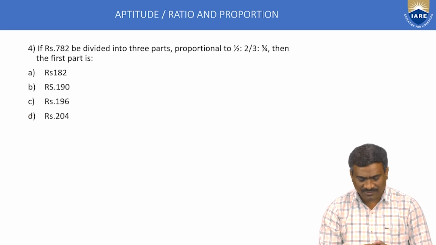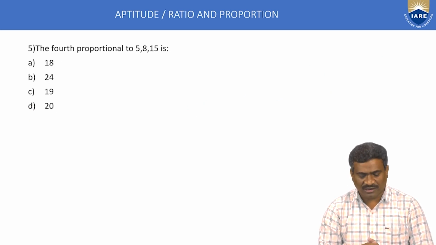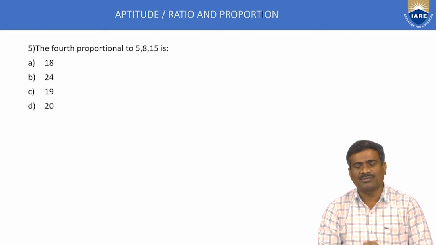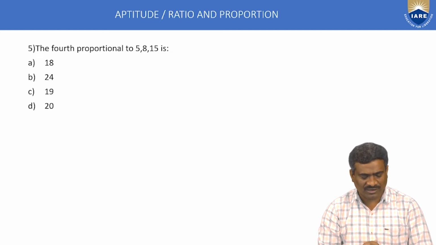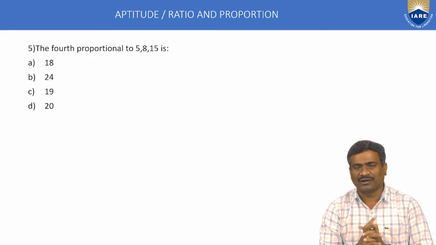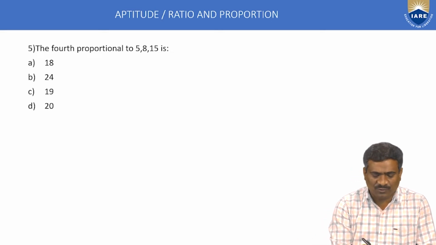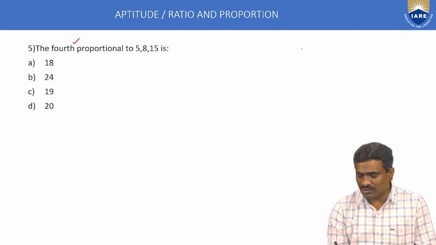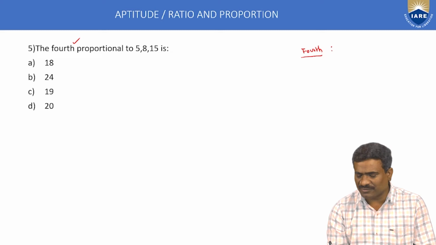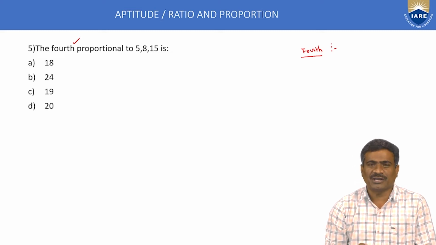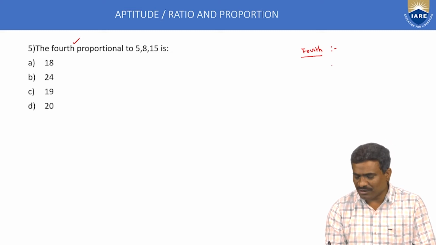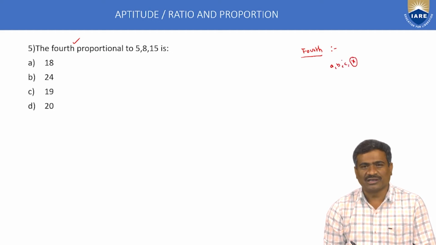Next fifth example number 5. The fourth proportional to 5, 8, 15 is dash. A 18, B 24, C 19, D 20. Definition of fourth proportional. Here calculate fourth proportional number. Fourth proportional indicates to find the fourth number by using proportion. That number always consider only x. Here fourth number consider only x.